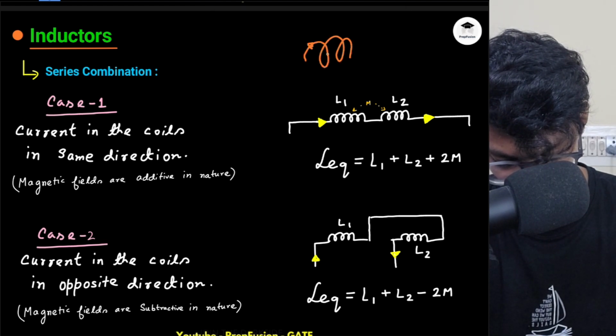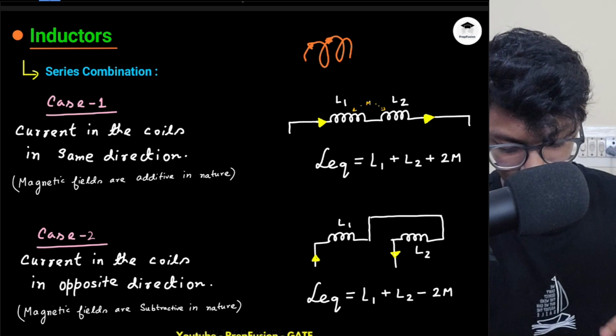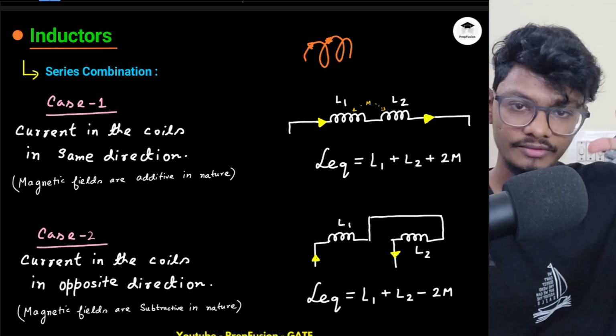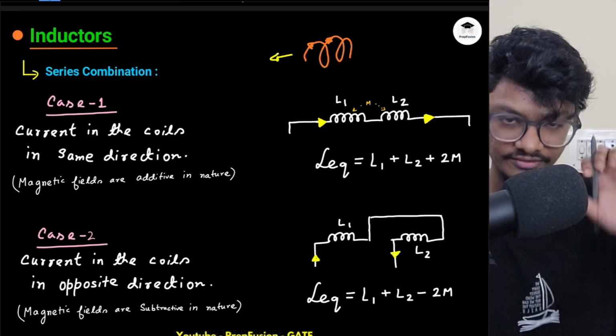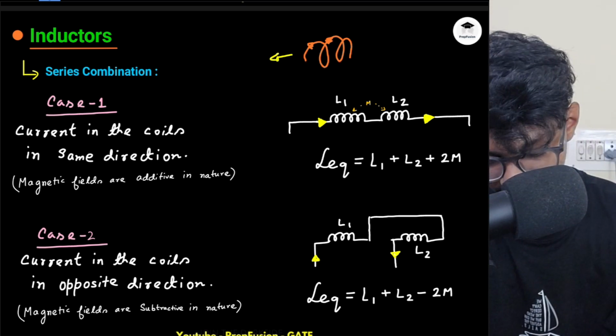So current is flowing like this in the clockwise direction. Now if I curl my fingers, for L1, the magnetic field is on the left hand side. Okay, curl my fingers, magnetic field is on the left hand side. Same if I zoom in on this L2.